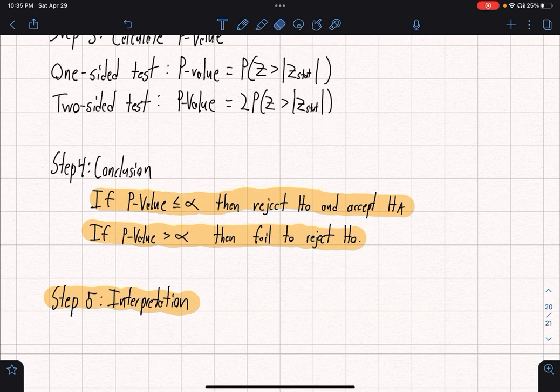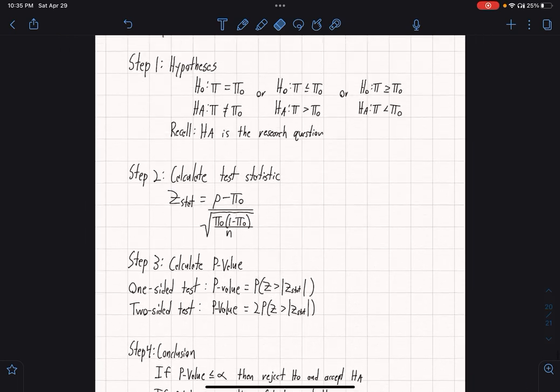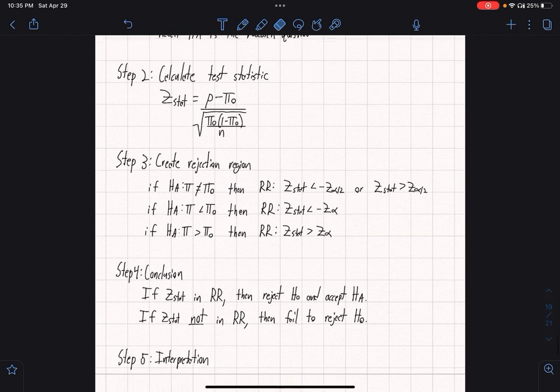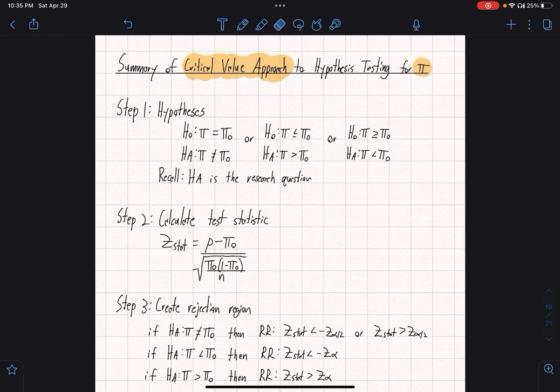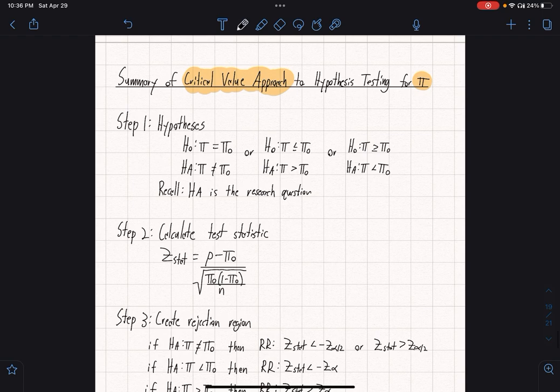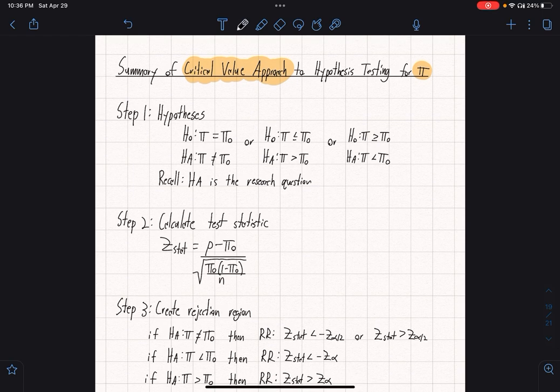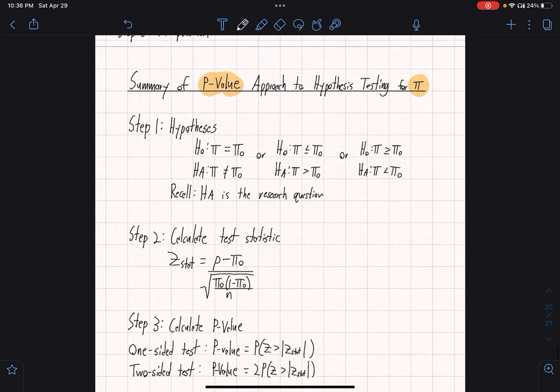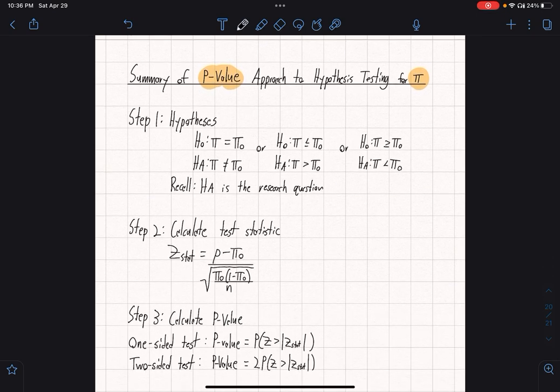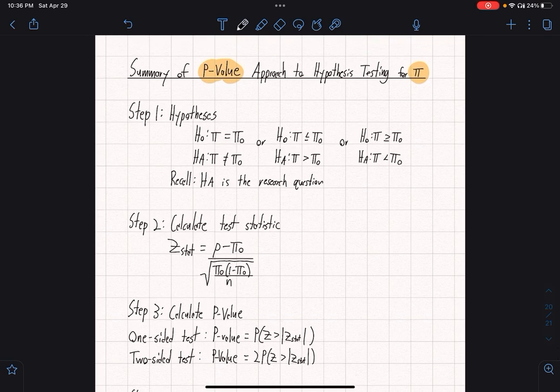So just as before, where I recommended that as we work through problems for hypothesis testing for the mean, we have these summary files handy to keep us organized as we work through problems, I think doing the same thing here will be really helpful. So I think this page, the critical value approach for pi, and then this page, the p-value approach for pi as well. Okay, and in the next videos we are going to practice doing hypothesis testing for the proportion.